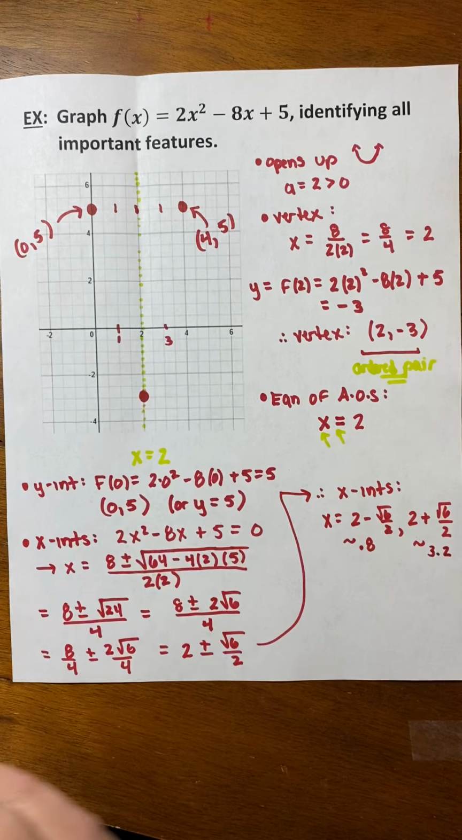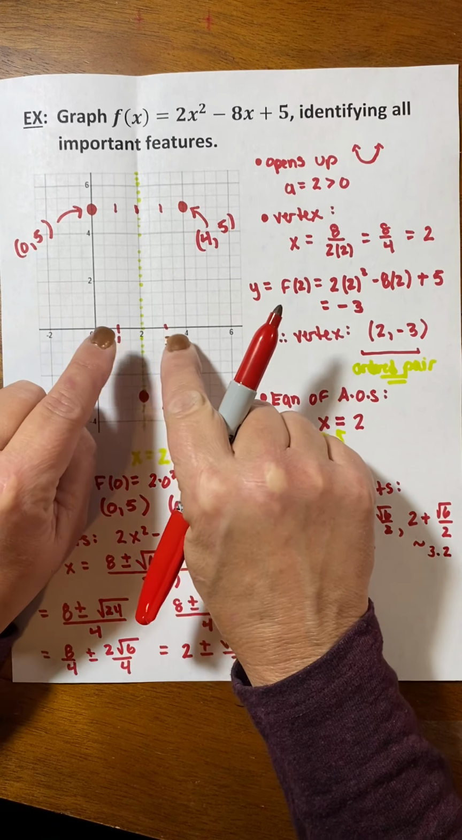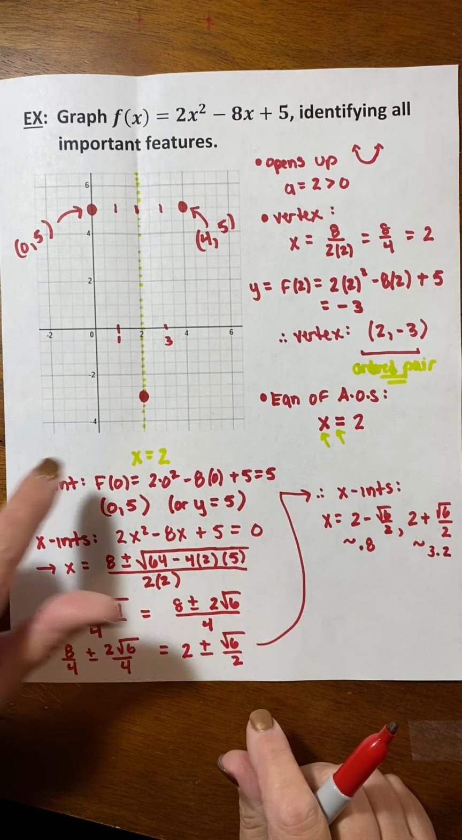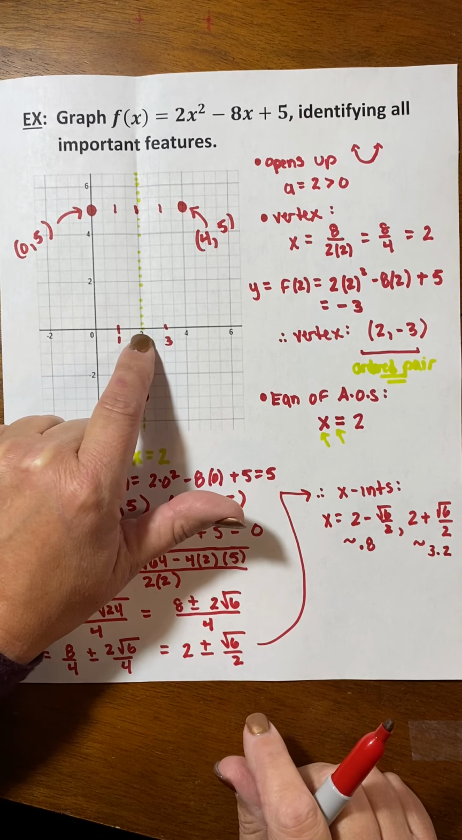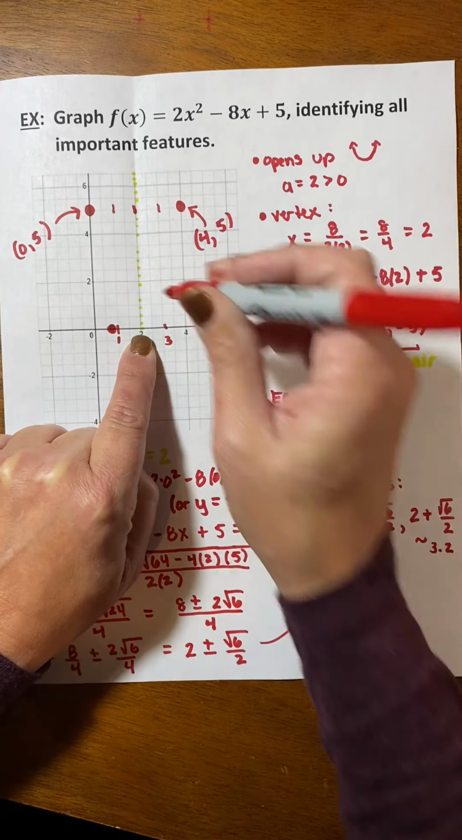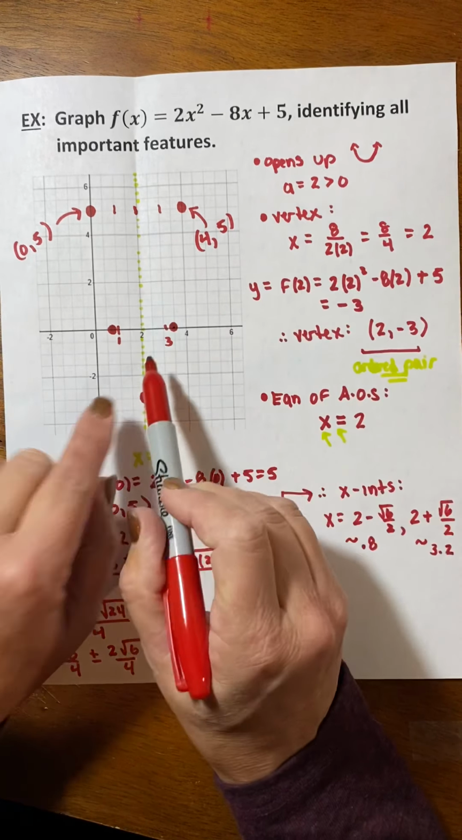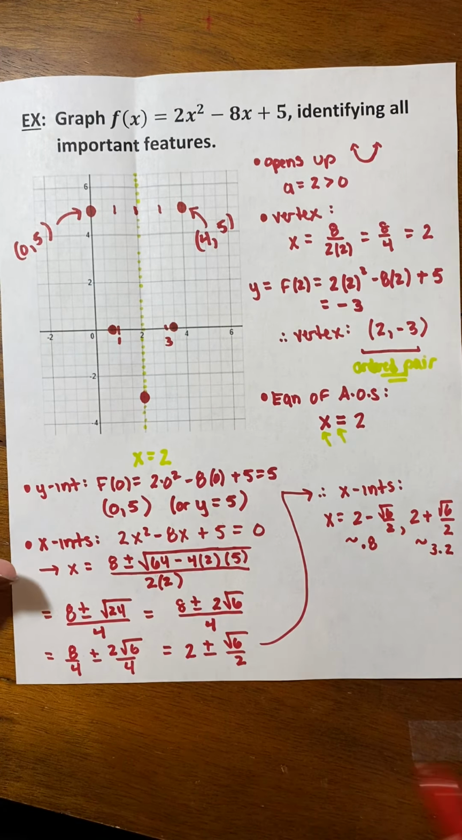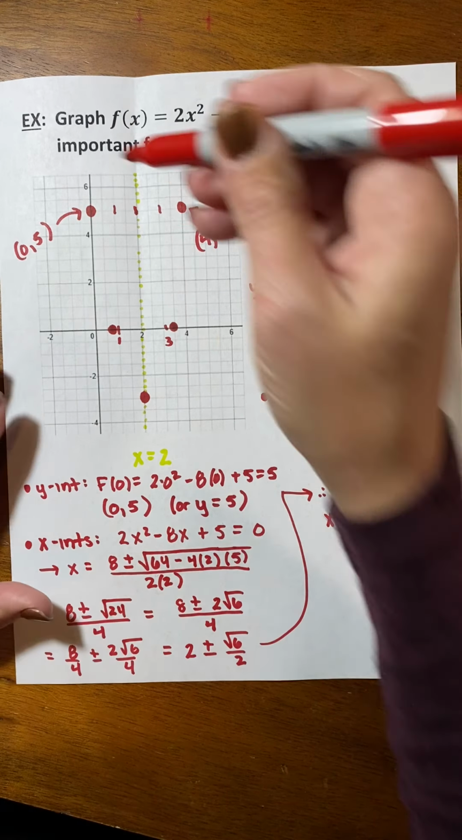Right, so now because this is symmetric, it should cross the x-axis about the same distance from where the axis of symmetry crosses. So 0.8 is about right here, right before 1. And 3.2 is right after 3. So we can see that it's a little more than 1 unit. So there are my 5 points.